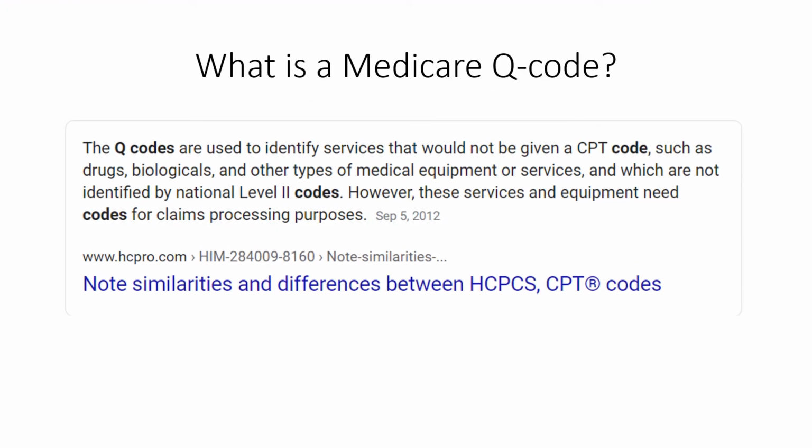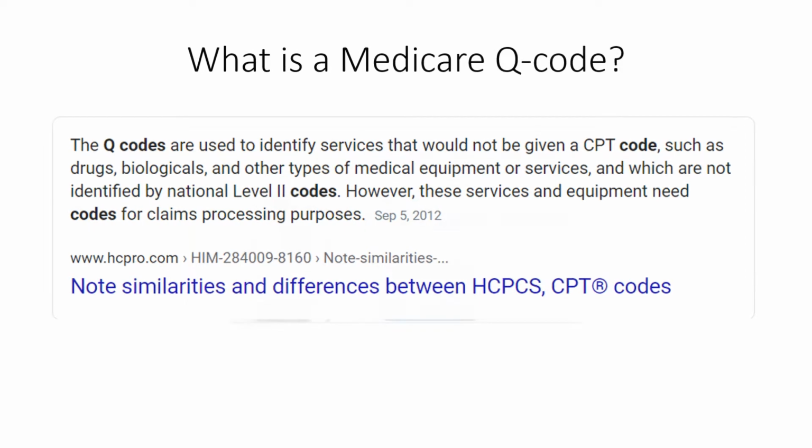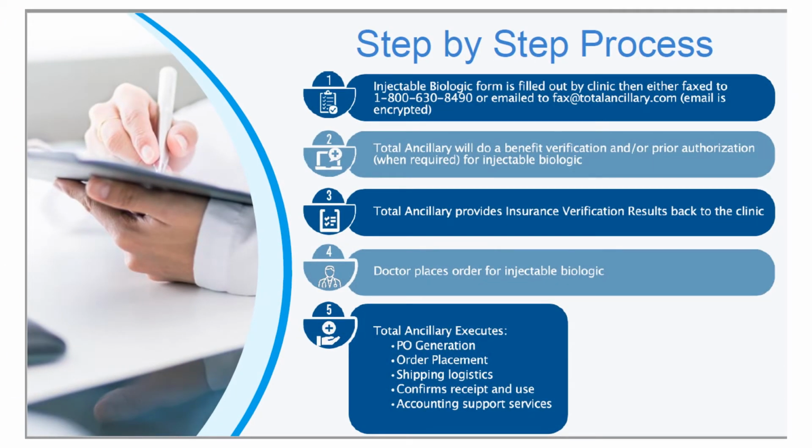A Medicare Q code is nothing more than a way to get reimbursed for a product that's used during a procedure. And this is something I recently found by this company called Total Ancillary, and it's just one of the many, many companies that are doing this. Basically, they have you submit a little form. They then determine what the right codes are to use to get this thing paid. I talked to them on the phone, and that's how it was described to me.